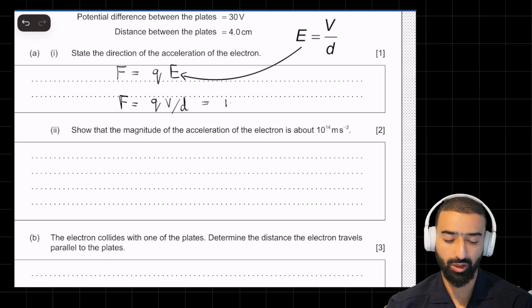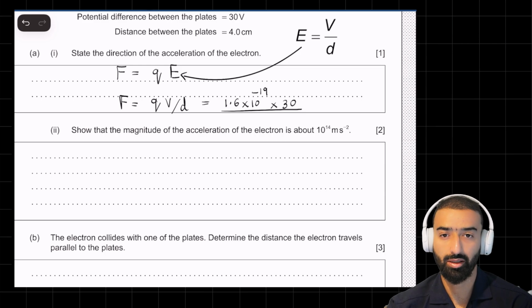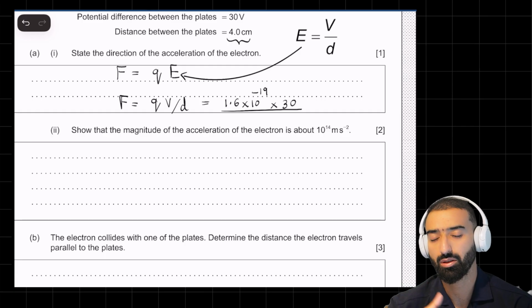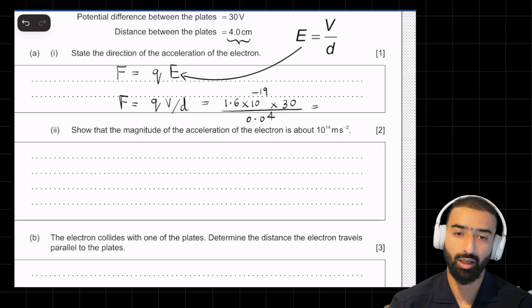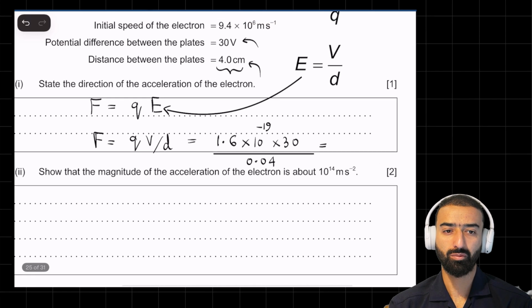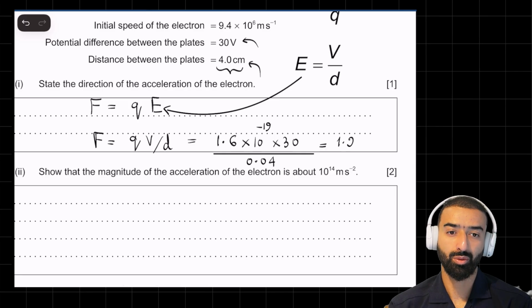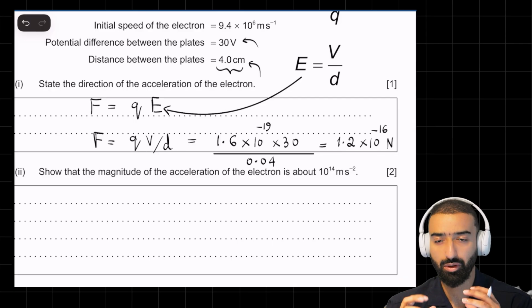The value for Q is 1.6 times 10 to the minus 19. The value of V is given as 30 and we divide by the distance, which is 4 centimeters. We'll convert this to meters. You just divide by 100, which gives us 0.04 meters. We simplify this and we end up with 1.2 times 10 to the minus 16 newtons. Great, we found the force on an electron.